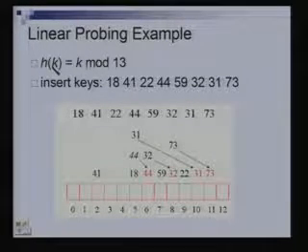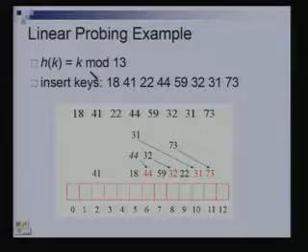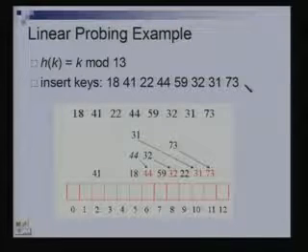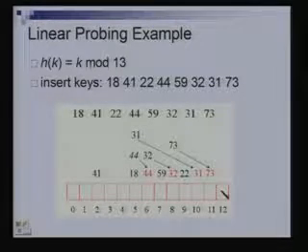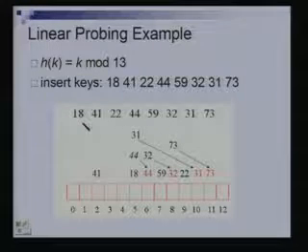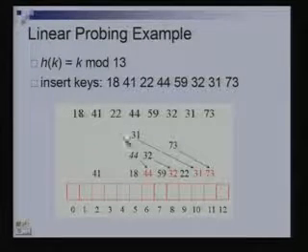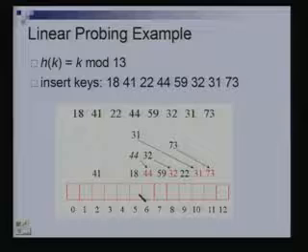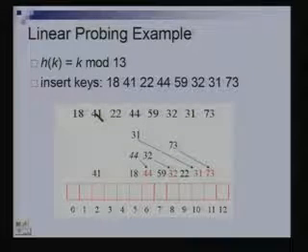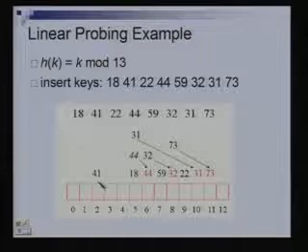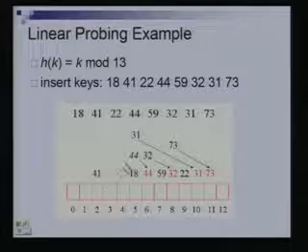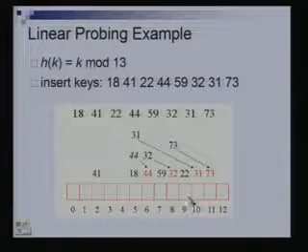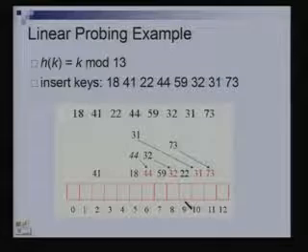My hash function is k mod 13, a very simple hash function. My keys k are integers. I am trying to insert these keys into the table. 13 is the size of my table, location 0 to 12. 18, what is 18 mod 13? 5. So 18 goes to location 5. At that point the table was empty, so no problem. 41, 41 mod 13 is 2. So 41 goes to location 2, absolutely no problem till now. 22, 22 mod 13 is 9. So 22 goes to location 9, no problem here at all.